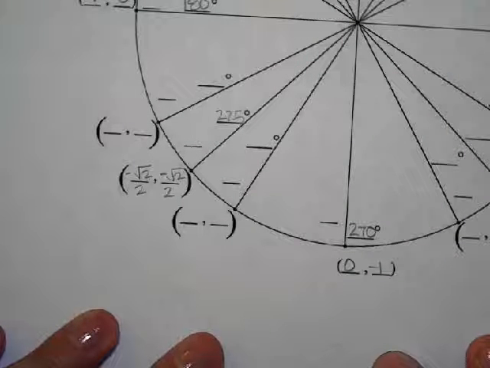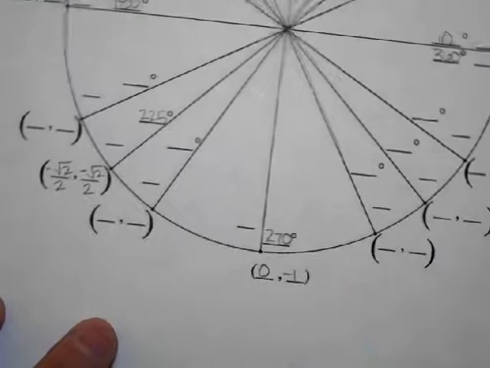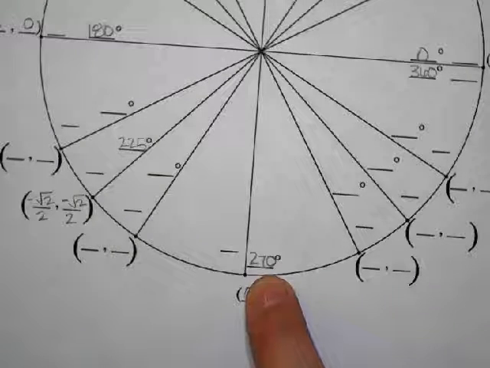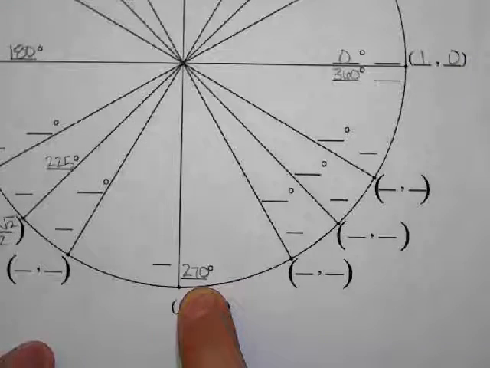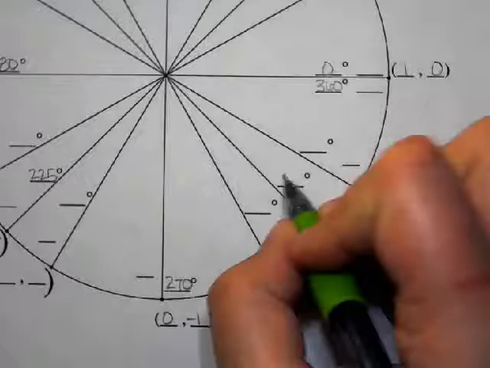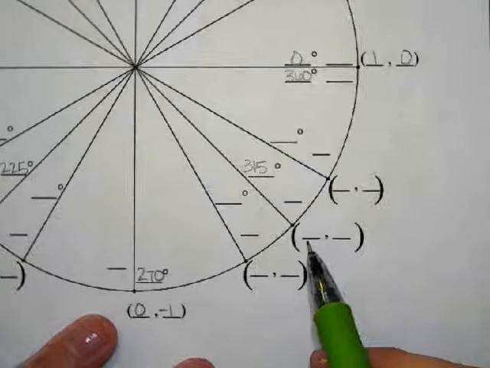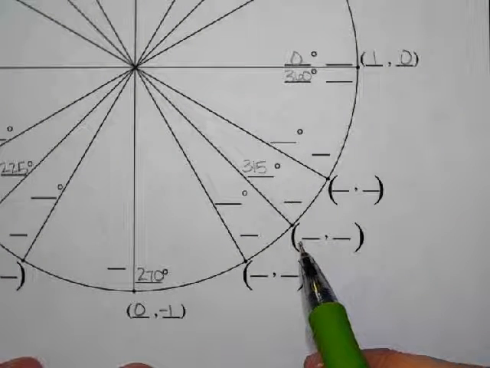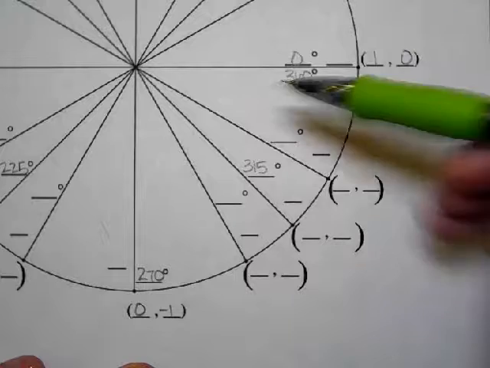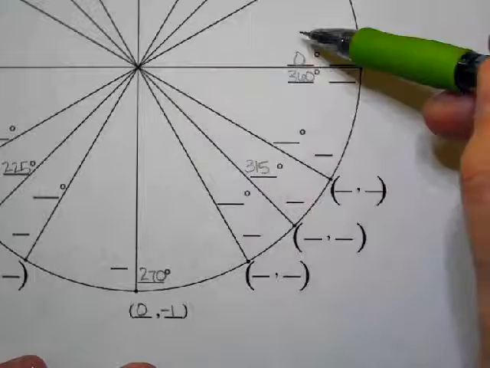And then we got 270 plus 45. What's that? 315. Okay, so this is a 315 degree angle. And then how are these signs going to go? We go right and down, so we're going to do right root 2 over 2, down root 2 over 2.